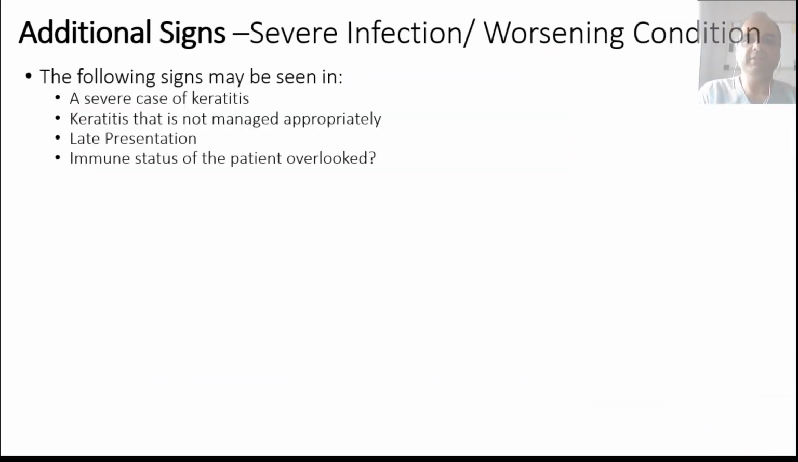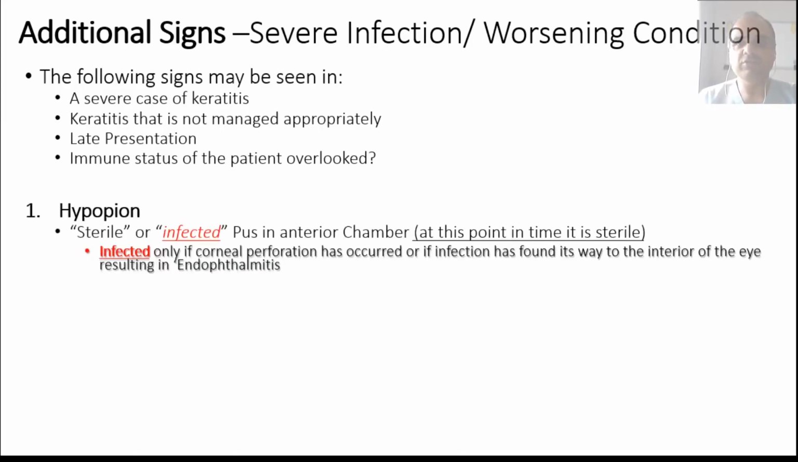So let's summarize those additional signs that we just saw in case of a severe infection or a worsening condition. We decided it could be because of a severe form of keratitis that was not managed properly: ineffective or inappropriate treatment, a patient not taking the treatment, a late presentation at a later stage of the disease, or the immune status of the patient being overlooked when therapy was started. And those were hypopyon, and the 2 lesions that we saw. Hypopyon was sterile pus in the anterior chamber, which might become infected if the organisms moved inside, which in this case would happen when the cornea perforates and allows entry of the organism into the anterior chamber.